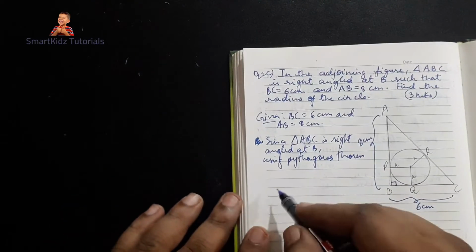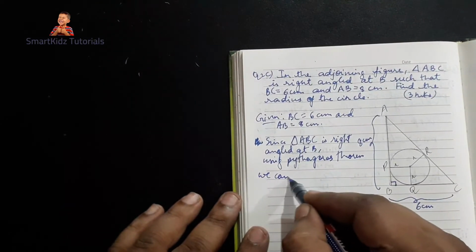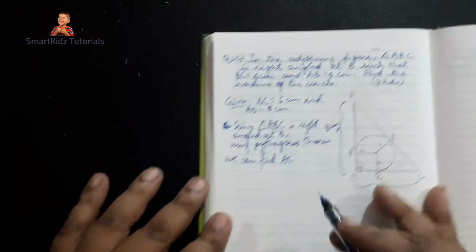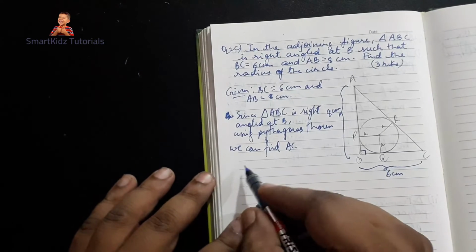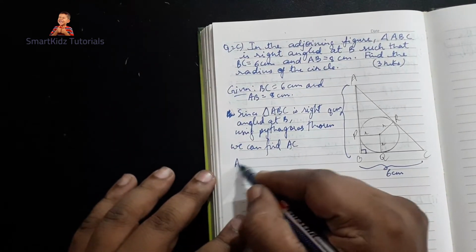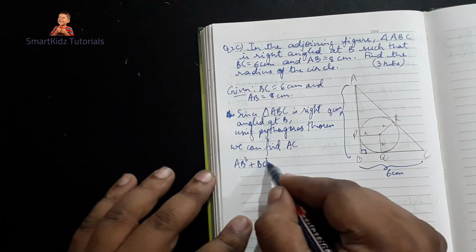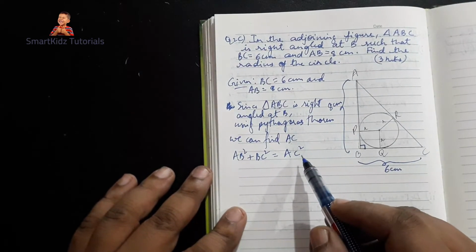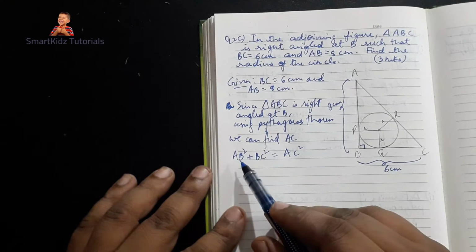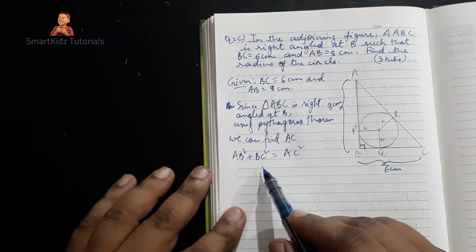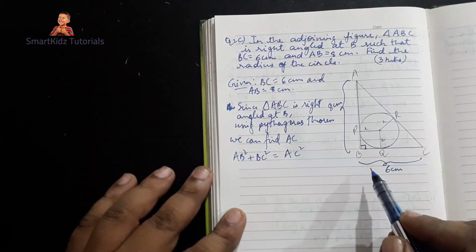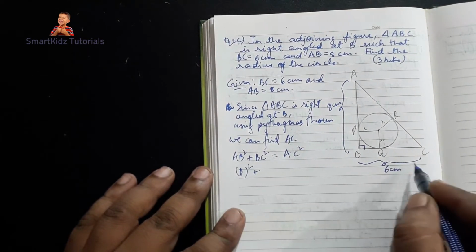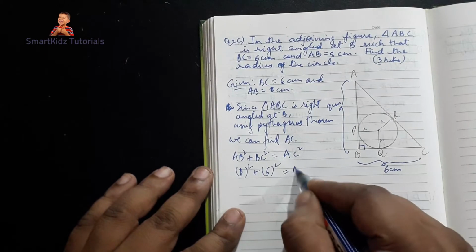we can find AC. And what is the Pythagoras theorem? AB square plus BC square equal to AC square. So the square of the hypotenuse is equal to the sum of the squares of the other two sides. AB is given to us as 8, so that would be 8 square plus BC is 6, so 6 square equal to AC square.